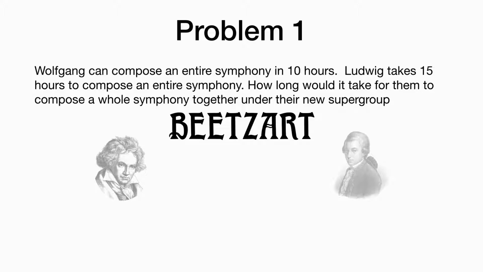So in this case, remember, we have to do 1 over our first person. Our first thing is that Wolfgang is composing an entire symphony in 10 hours. So I'm going to say 1 over 10 for how long it takes Wolfgang. Then we have Ludwig, who takes 15 hours. So I'm going to say plus 1 over 15. That's going to equal 1 over whatever the time is.